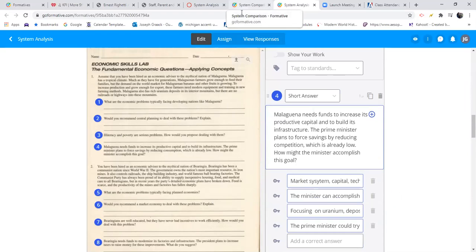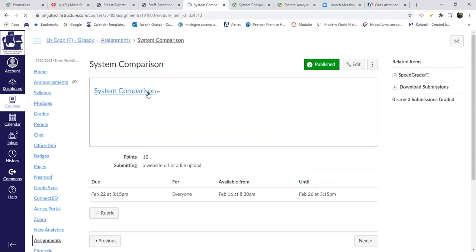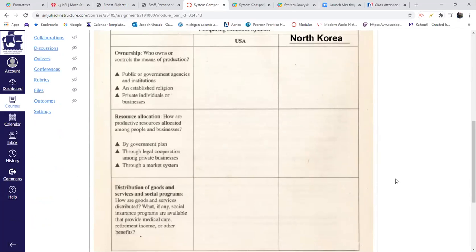So that would be the first thing that you would do. The second thing basically looks at two real life examples. So the system comparison on the next page is looking at the United States and North Korea. So the United States, right, is a market economy for the most part. North Korea is a command or centrally planned economy.